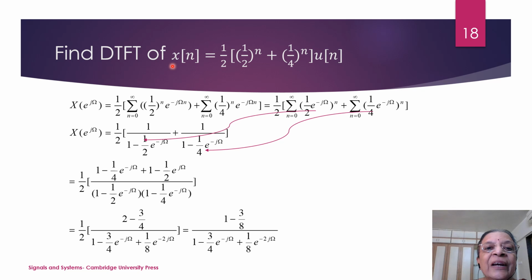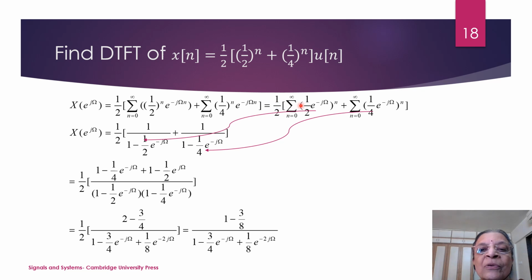Now find the DTFT of x[n]. Suppose this x[n] is given to you: half raised to n plus 1 upon 4 raised to n, times u[n]. Now how to find the discrete time Fourier transform? So X of e raised to j omega, as per the formula. What I do is put this first term, then I multiply by e raised to minus j omega, and the second term also by e raised to minus j omega.